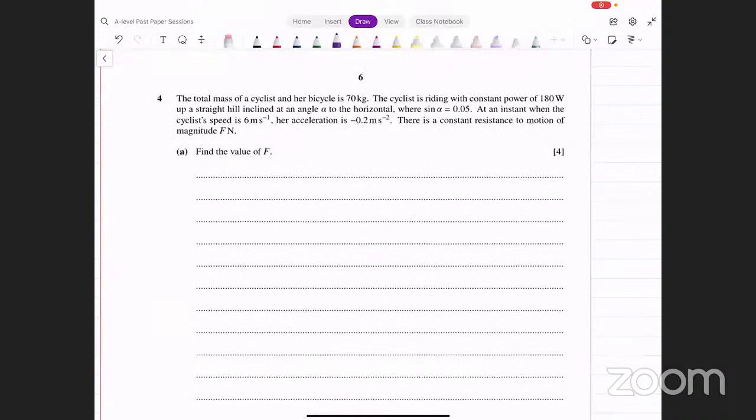The total mass of a cyclist and her bicycle is 70 kilograms. The cyclist is riding with constant power of 180 watts. उसकी power दी हुई है, दोबारा से आपके पास वही work energy लग रहा है, कुछ आ रहा है उससे related. Now it's going up the straight hill at an angle alpha to the horizontal. Now let's just start making a rough diagram.